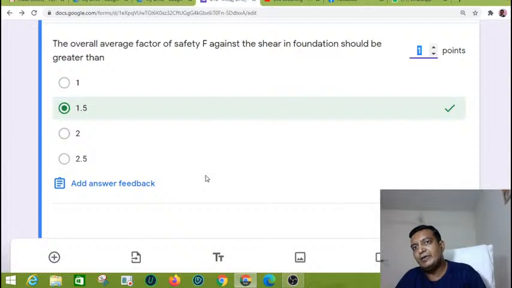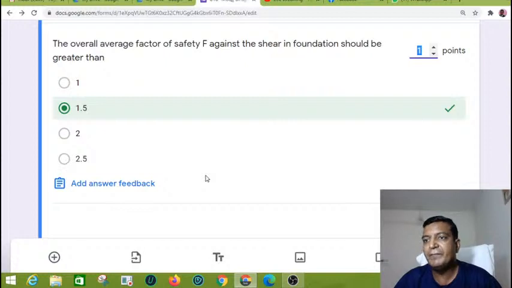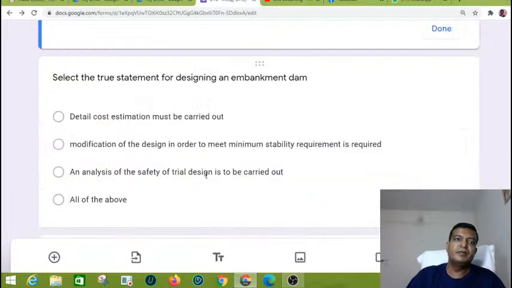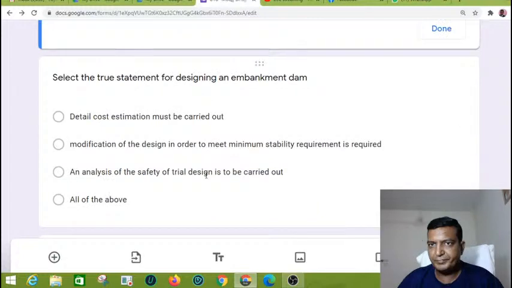Ask your friends to join as fast as possible. For this, just put your opinion in chat box.